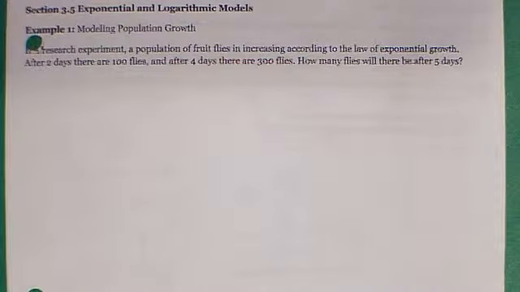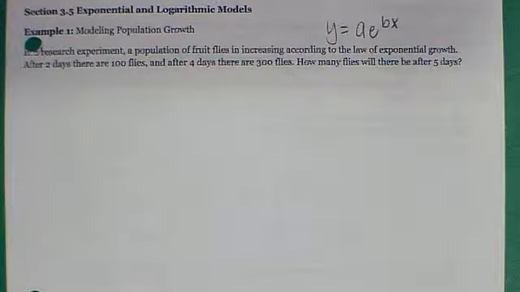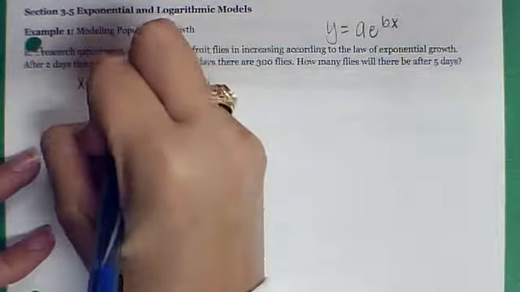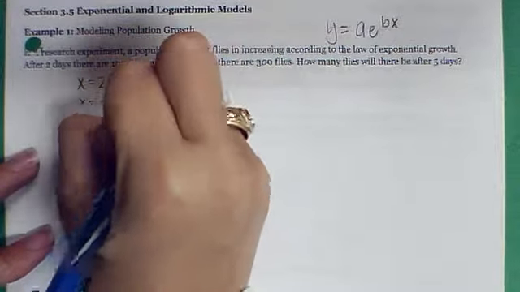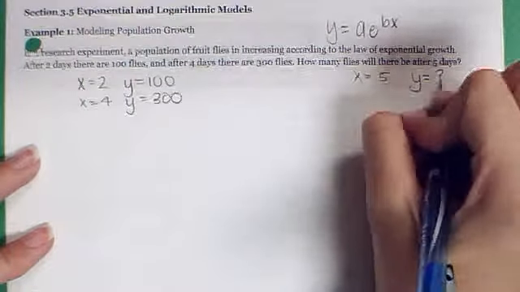So the first example is about a research experiment of a population of fruit flies increasing according to the law of exponential growth, which is y equals a e to the bx. That should look familiar to you from P e to the rt. And it tells us that after 2 days there are 100 flies, and after 4 days there are 300 flies. We want to know how many flies after 5 days. So we have some values. We know that when x equals 2, y equals 100. When x equals 4, y equals 300. And we want to figure out by the end, when x equals 5, what does y equal?